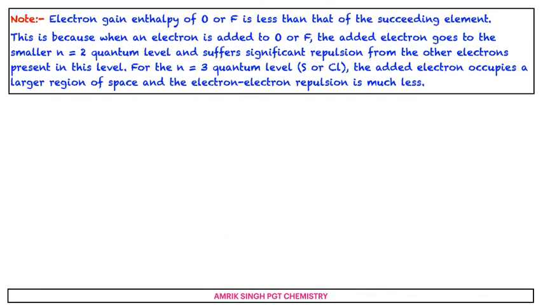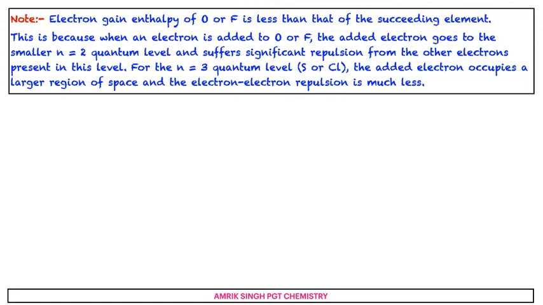Note, there is an anomaly. Again, there is an exception. The electron gain enthalpy of oxygen and fluorine is less than that of the succeeding element. Going down the group, electron gain enthalpy should decrease, but after oxygen we have sulfur. Sulfur has greater, and after fluorine we get chlorine. The next element is chlorine. Therefore chlorine should have lower, but it has more electron gain enthalpy, a more negative value of electron gain enthalpy.